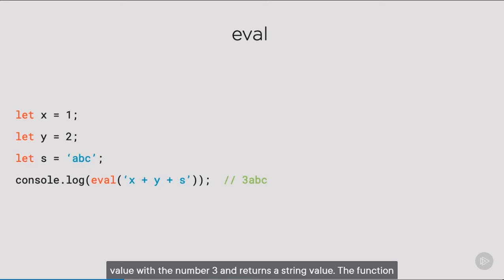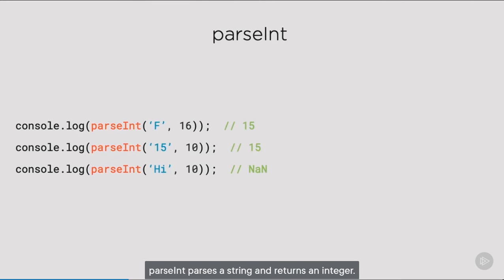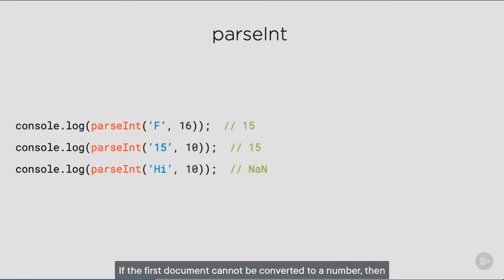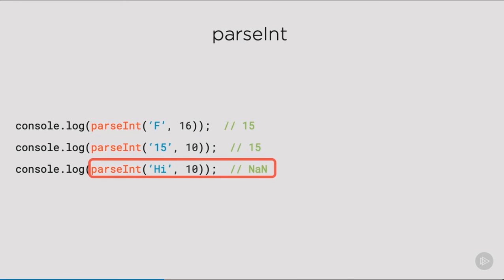The function parseInt parses a string and returns an integer. Optionally, you can also specify an additional base or radix argument to return an integer of that base. If the first argument cannot be converted to a number, then parseInt returns the special value of NaN, not a number.